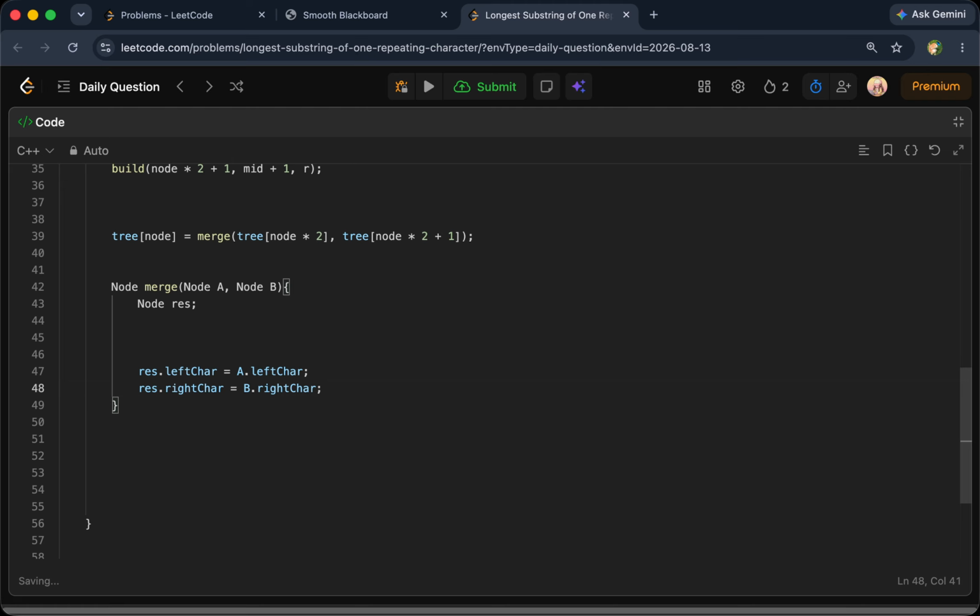Okay, now we have to start with the left prefix. Normally the parent's prefix comes from the left child.